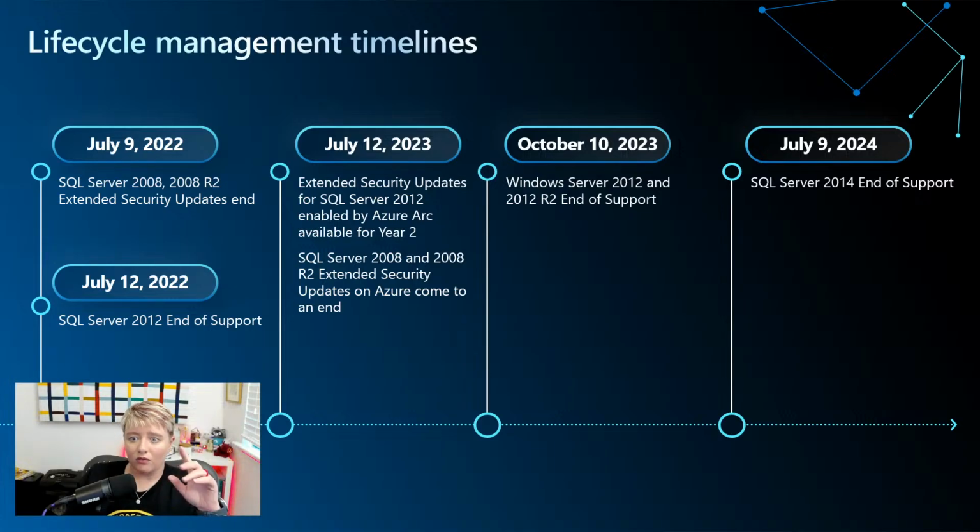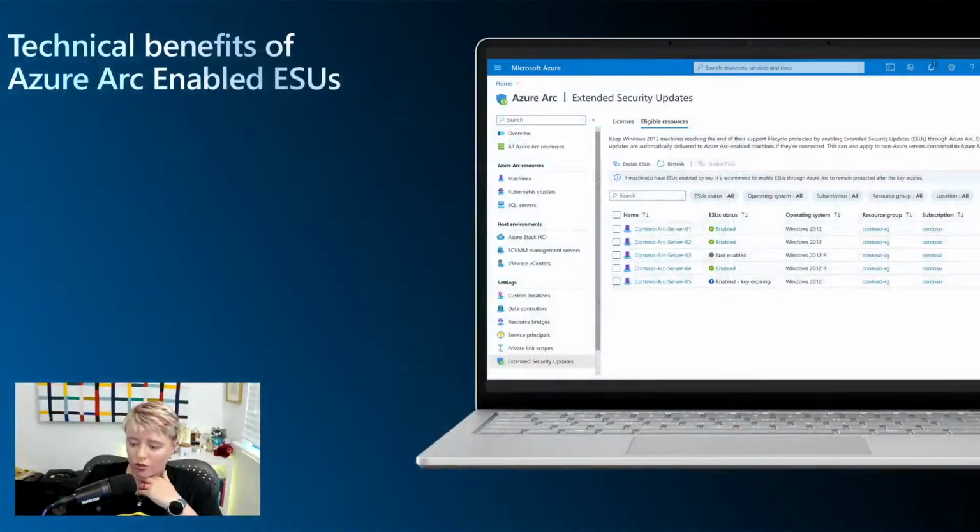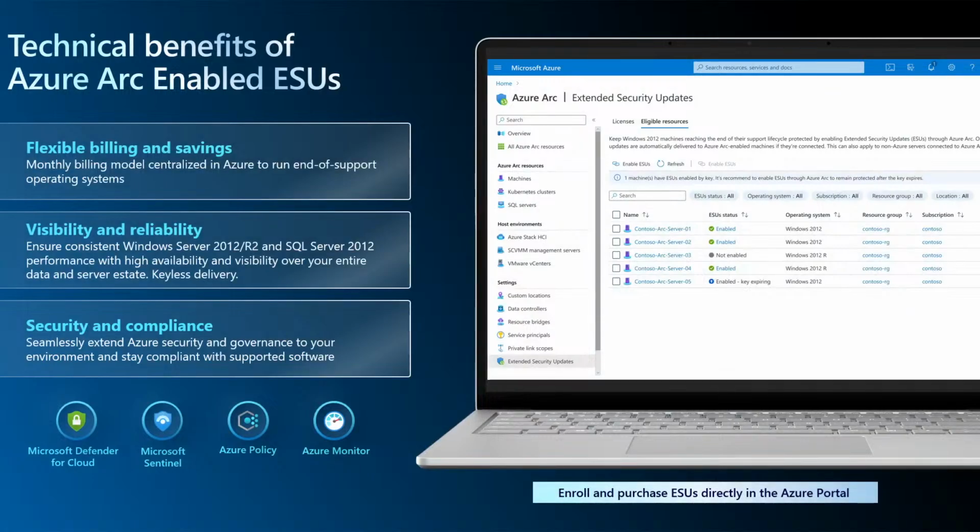So we're seeing a lot of benefits with customers who are looking to use extended security updates and then plan for what they're going to do with Windows Server 2012 and SQL Server 2012, and this year we've seen SQL 2014 go end of life as well. So there's a lot of benefits to being able to buy your extended security updates through the Azure Arc or Azure portal.